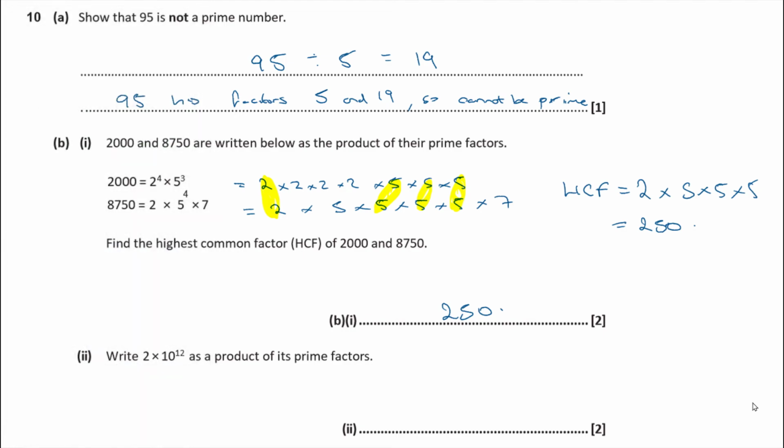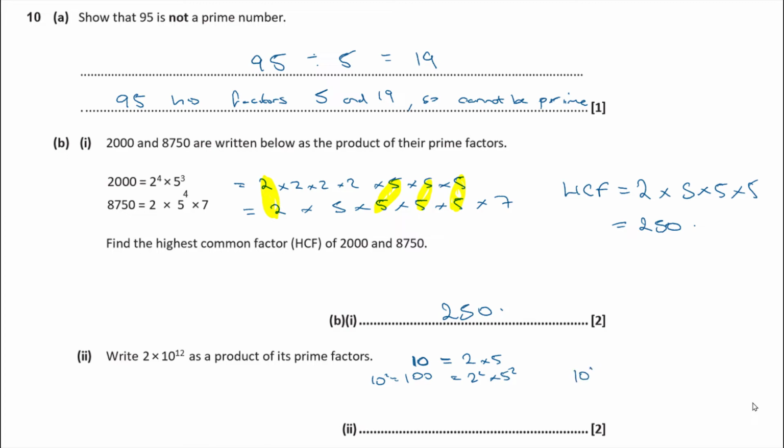Okay, and part 2 says write 2 times 10 to the 12 as a product of its prime factors. Well, if you think about it, 10 is equal to 2 times 5, isn't it? And if I had 100, that would be 2 squared times 5 squared, okay? Because 2 times 5 is 10, another 2 times 5 is 10, and then 10 times 10 is 100. And that's the same thing as 10 squared, isn't it? So whatever the power is, that's the number of 2s and the number of 5s you're going to get.